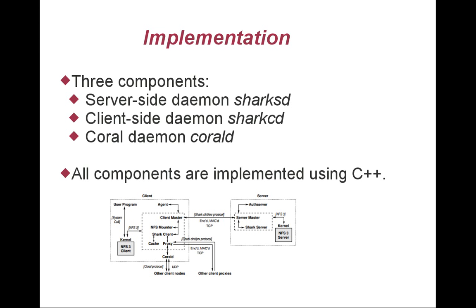The client is the big picture here. It's the biggest component here. It has to handle user requests, and it also has to worry about caching and sending the files that have been requested by other clients. And the Coral daemon is just simply the distributed index, so there's not much to talk about it.